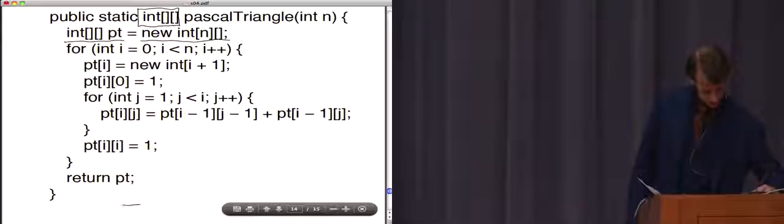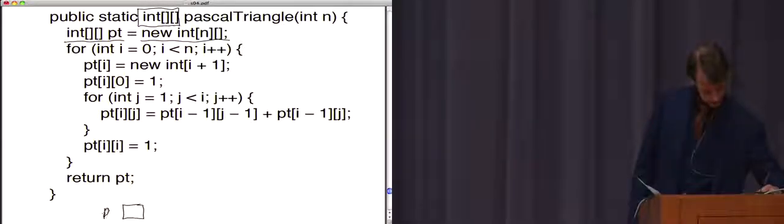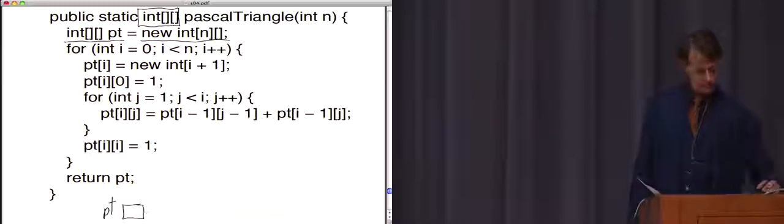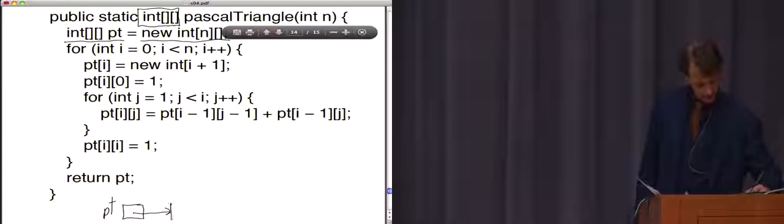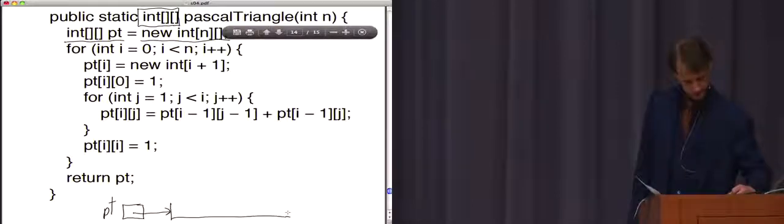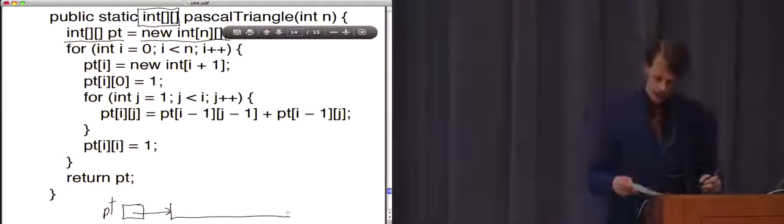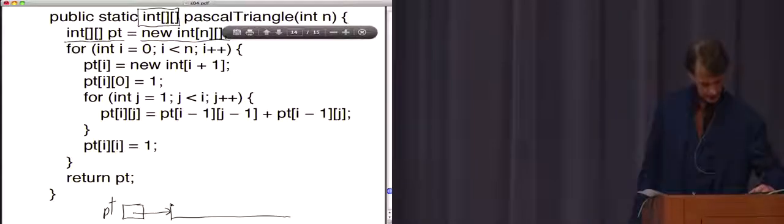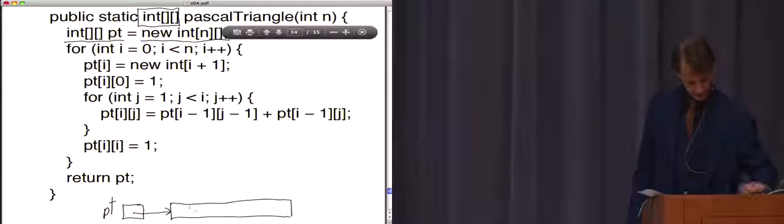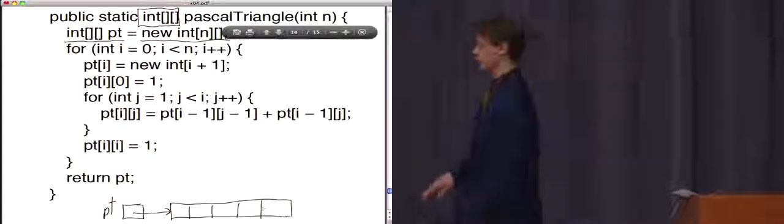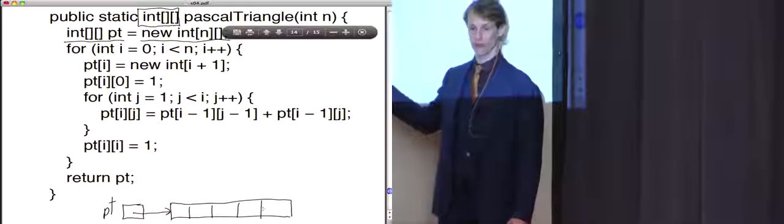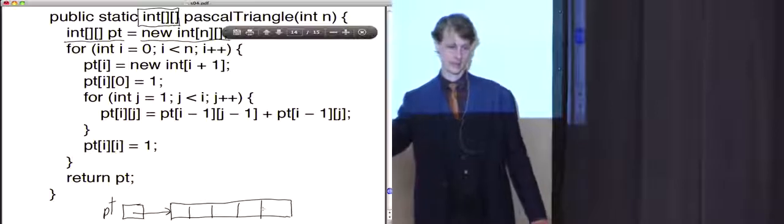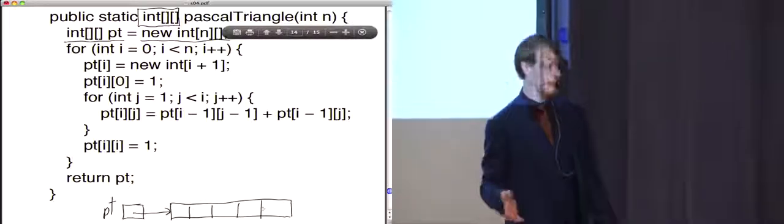I've got my variable pt here, which is a reference that can reference an array. So let me put an array here. Let's suppose for now that n is 5. So I'm going to allocate an array of length 5. Each entry in this array has space for a reference to an array of ints. I haven't created that array of ints yet.